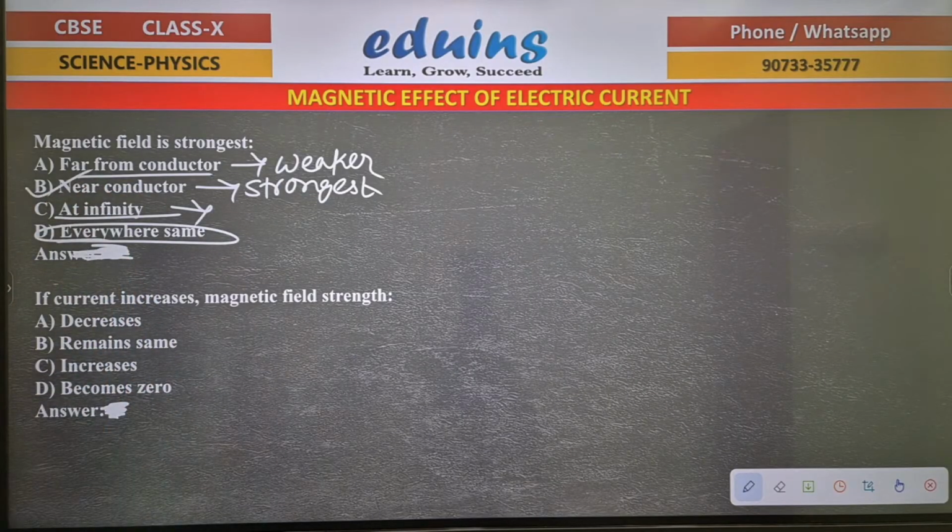Now the second question. If current increases, the magnetic field strength, that is the magnetic field lines, decreases, remains same, increases, or becomes zero. So what will be the answer? Do comment in the comment section.